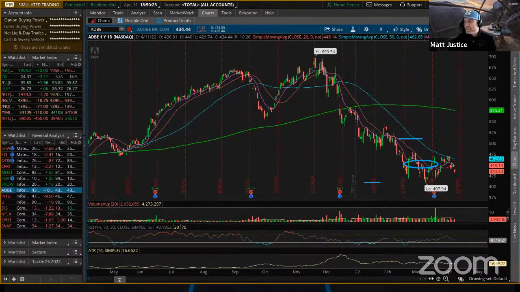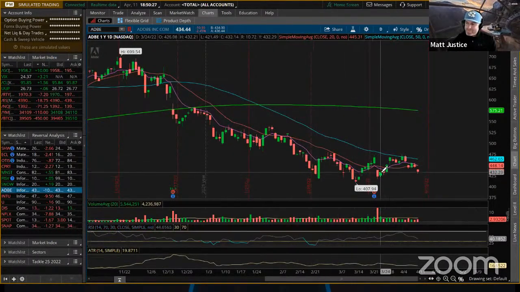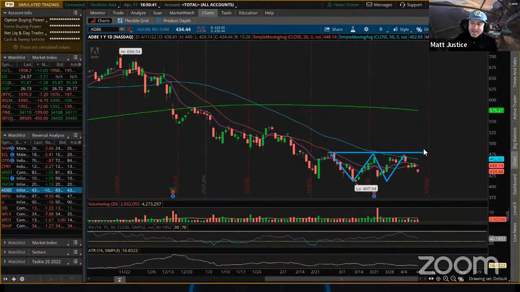Adobe here. Let's take a look at Adobe here. A little bit of a traditional W formation here, ladies and gentlemen. This is our first W formation of the night. Nice little W formation. Look at that. It's never textbook. Well, actually, it is textbook every now and then.